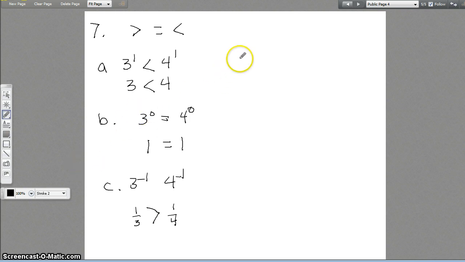Okay, so now we're going to jump to part E. For part E, we have 6 to the negative 2 and 6 to the negative 3. Well, 6 to the negative 2 is 1 over 6 squared, and 6 to the negative 3 is 1 over 6 cubed.